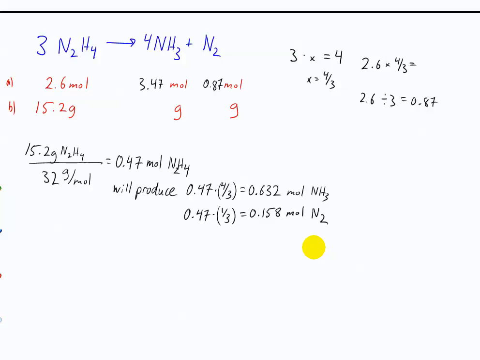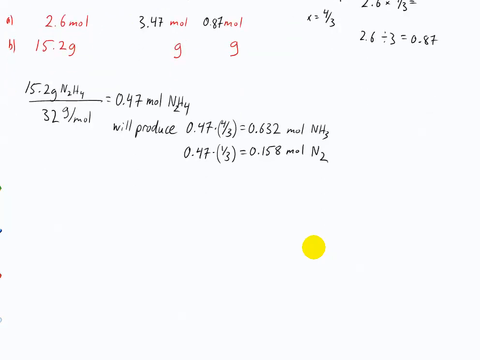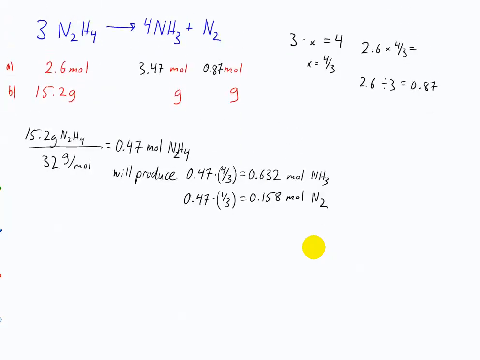Now, notice here, once we got that mole ratio, the 4/3 and the 1/3, we don't need those coefficients anymore. The coefficients in the equation were only used to get us the mole ratio. They're not involved in molecular weight calculations. They're not ever involved when grams come in. They're only used to give us those mole ratios, so we know how many molecules of this we need to get this many molecules of this. So then the final step is to convert these to grams.